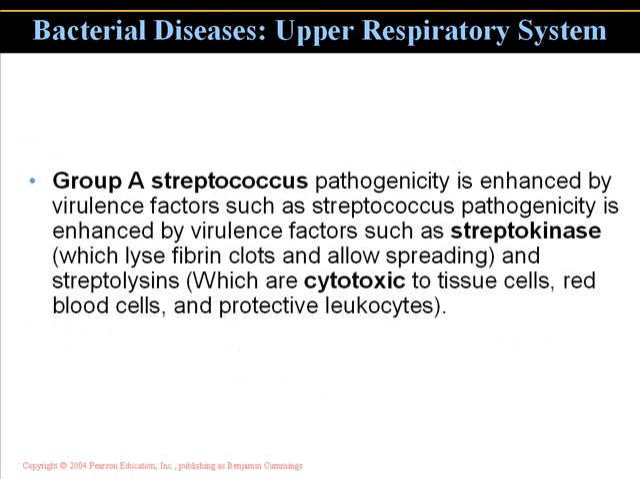Group A strep, pathogenicity enhanced by virulence factors. Virulence factors, something that makes it big and bad. Virulence factors such as streptokinase, which will lyse a clot. In other words, bacteria sometimes can be localized by the body itself. The body's defense system walls off these organisms, and so they can't spread. But in the case of group A strep, it has streptokinase. Streptokinase dissolves the clots that typically would impede the spread of tissue.